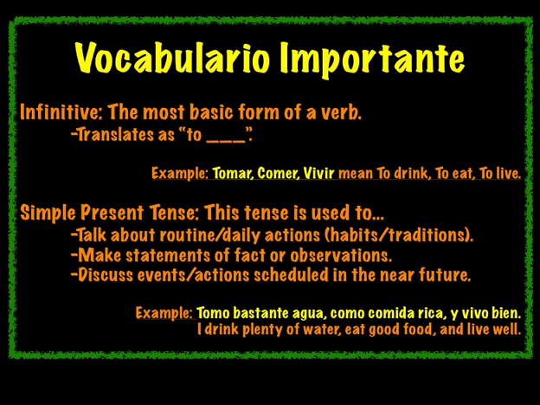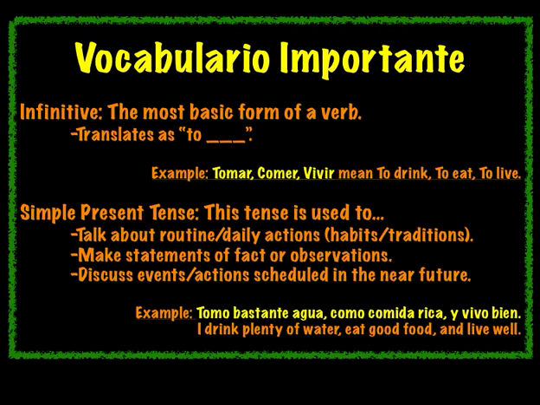Infinitive. Infinitive means the most basic form of a verb. It translates as to blank. For example, tomar, comer, vivir mean to drink, to eat, to live. Tomar, comer, and vivir are three verbs in Spanish that are in the infinitive form, and their English counterparts are to drink, to eat, to live.